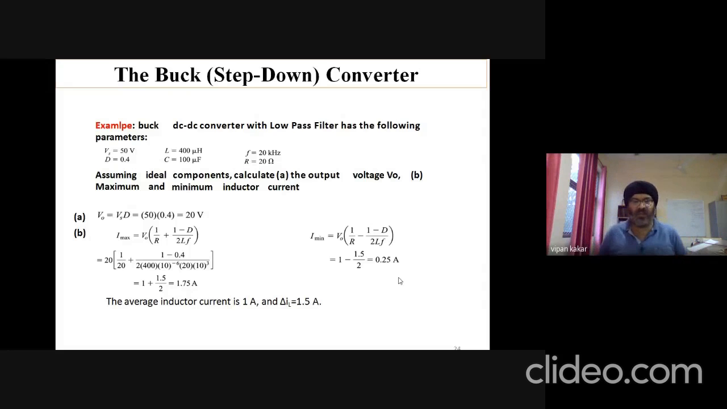just using the formula we derived, Vs multiplied by the duty cycle is 20 volts. So input is 50 volts, output is 20 volts. So we have stepped down the 50 volts into 20 volts at the output.